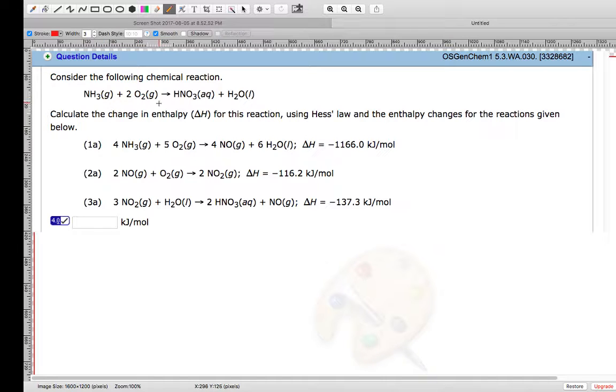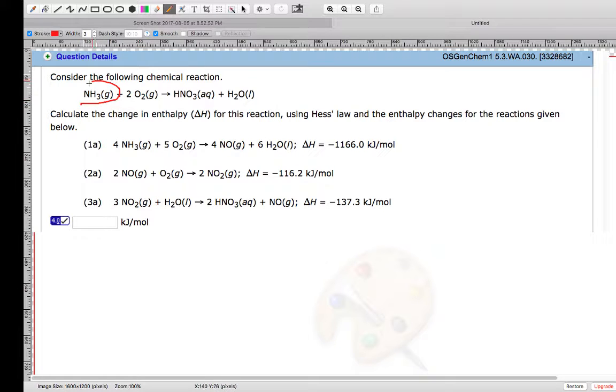This equation you need to get by adding these equations together. And sometimes you're going to have to multiply the entire equation by a certain number in order to get what you want. Sometimes you're going to have to flip the entire equation in order to get what you want. When you multiply the entire equation by a certain number, the enthalpy also gets multiplied by that number. When you flip an equation, the enthalpy also has its sign flipped. Okay? Let me show you exactly what I'm talking about.